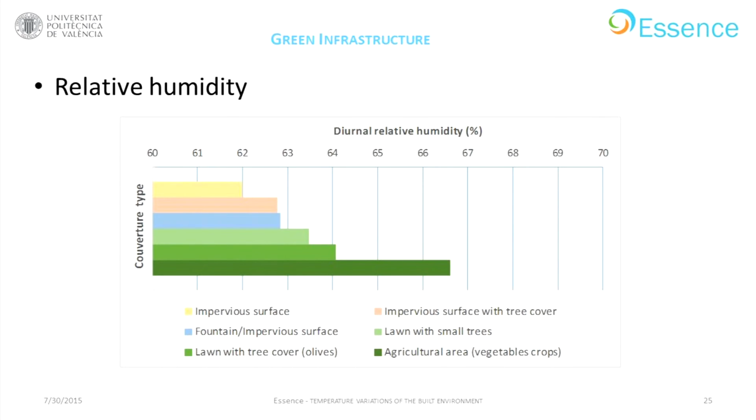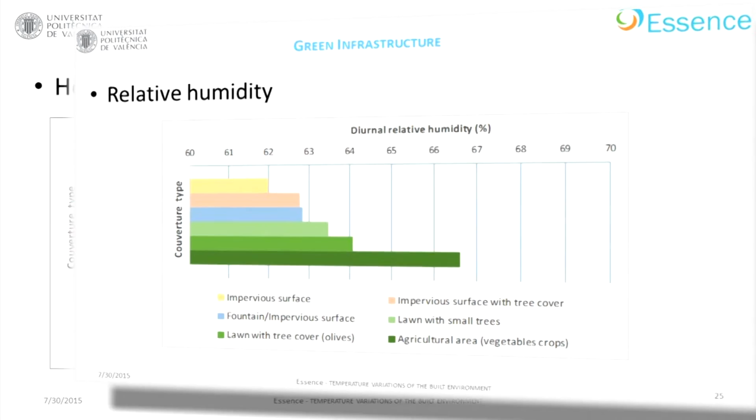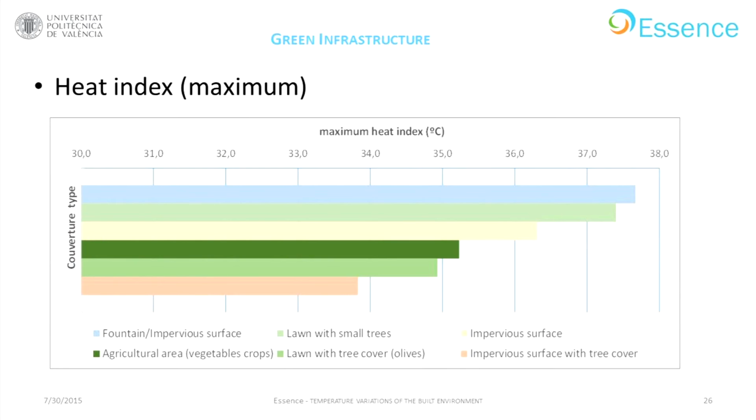The average relative humidity is higher in areas with vegetation. And finally, the heat index or apparent temperature is lower in areas with tree shade and is higher in paved areas without vegetation.